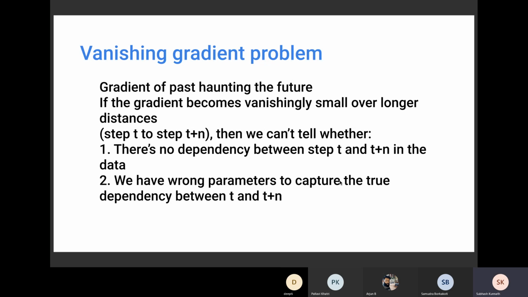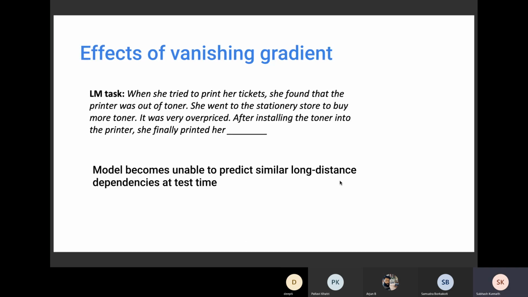So in the vanishing gradient problem, the model is not able to capture this long-term dependency. Say you want to predict a next word, and there is this big group of sentences: when she tried to print her tickets, she found that the printer was out of toner, and she went to the stationery store to buy more toner, and it was very overpriced. After installing the toner into the printer, she finally printed her what?